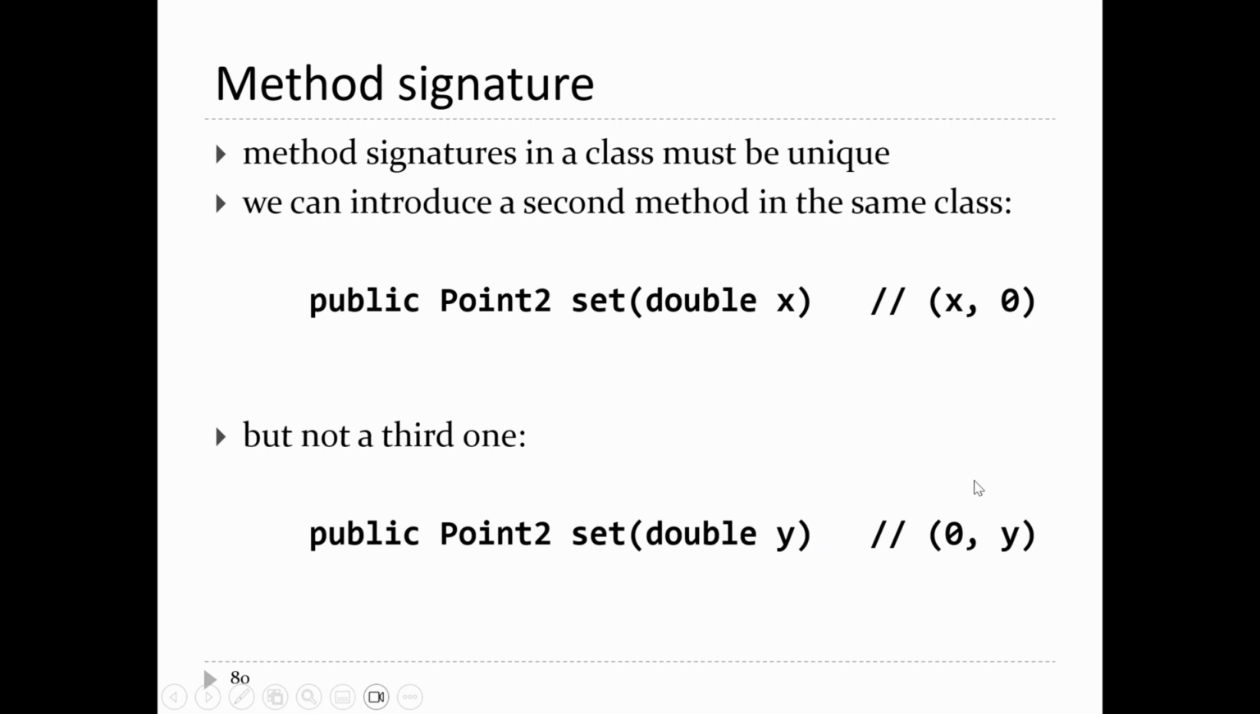So the second version of set, we want to change the x coordinate to 0 and the y coordinate to the new value of y. But we can't put in that third version, right? Because it has the same signature as the second version. So signatures of your methods in your classes must be unique. The same is true of your constructors, right? The constructor signatures must also be unique.